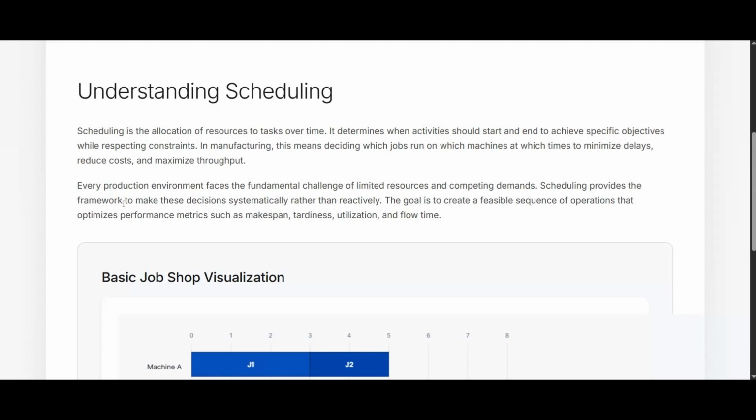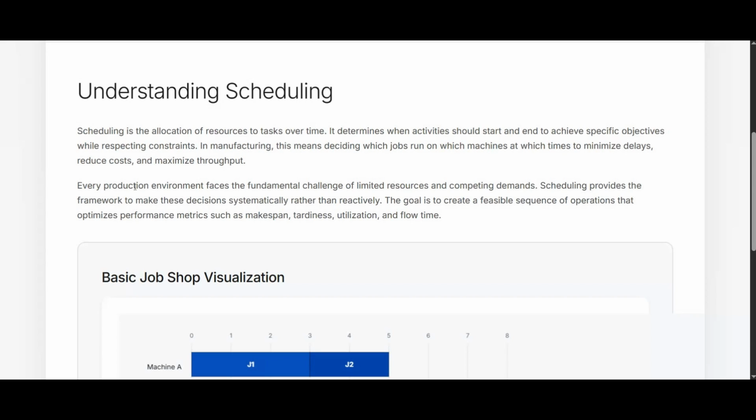Okay, now think about this for a moment. Every production environment, no matter how big or small, faces the same headache: limited resources and competing demands. You can't have every job done at once, right? That's why scheduling exists. It gives us a systematic way to make these decisions rather than reacting randomly.